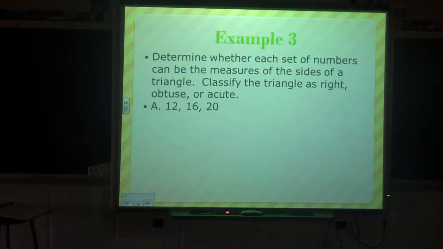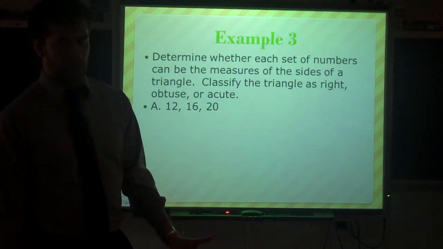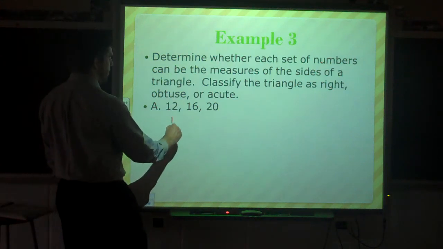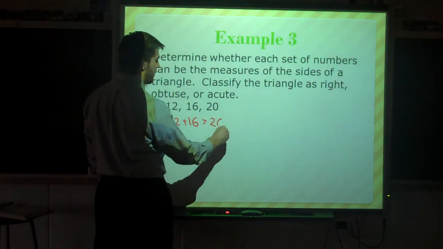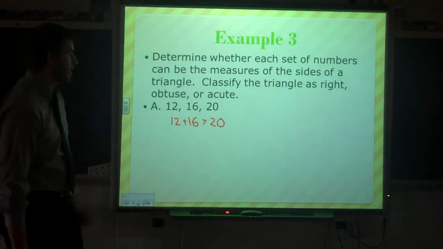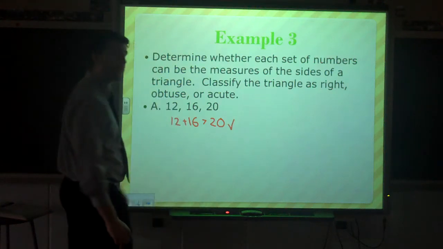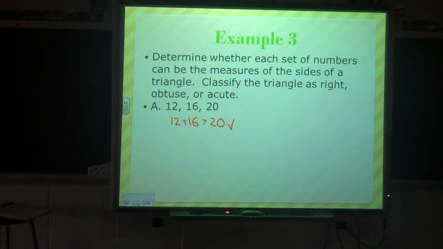So 12, 16, 20. To be a triangle, when you add the smaller two sides, they've got to be bigger than the third one. So on the first one, if I take 12 plus 16, that needs to be greater than 20. 12 plus 16, I get 28. That's greater than 20. So that checks out. So that's going to be a triangle. I can tell that. Now I want to figure out what kind it is.